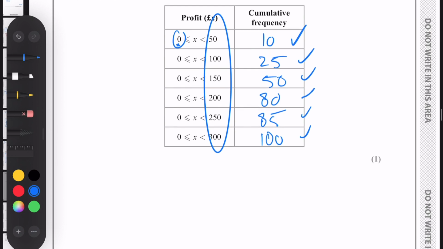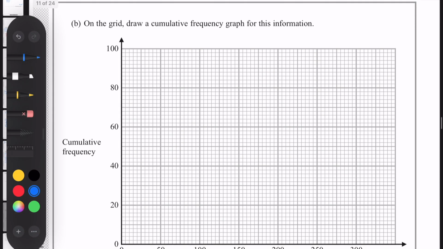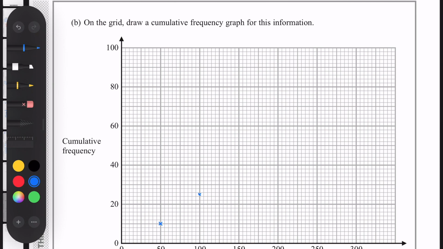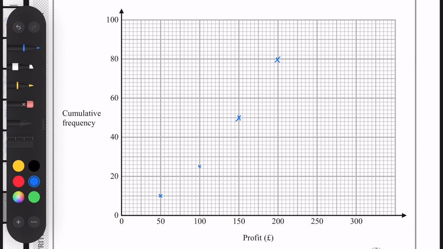So 10 and 50, and 25 and 100 for the first one. 10 and 50 and 25 and 100. And then don't forget the important 0, 0 as well. Now you mustn't ever use a ruler for this. It's got to be freehand, and it should look like an S shape when you're finished with it.